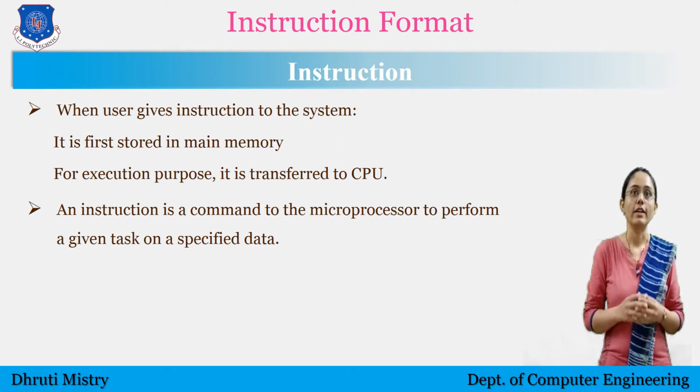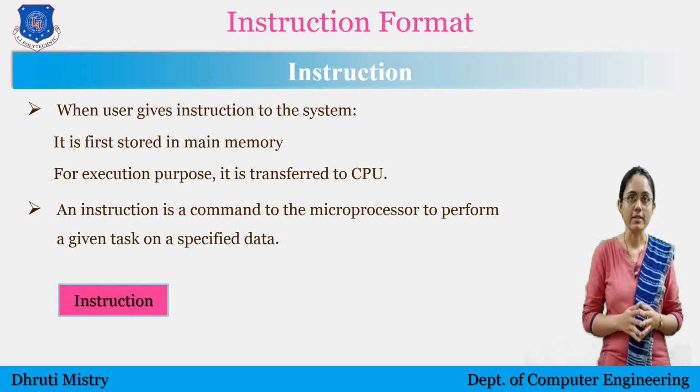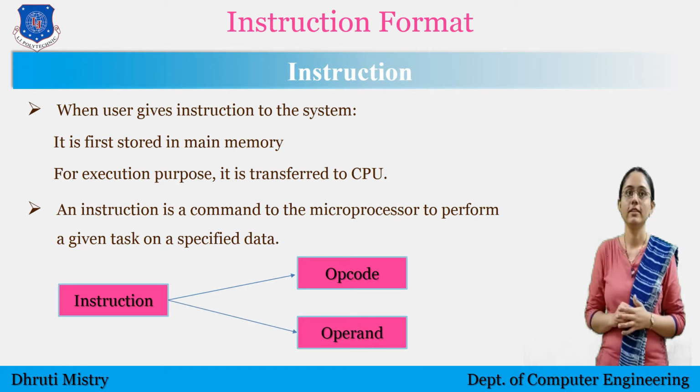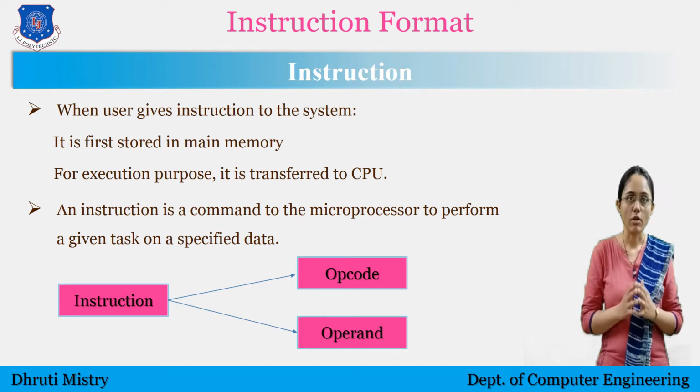As you all know, each instruction has two parts. First, opcode and second, operand. First, opcode means operation code. It is an operation to be performed on data. And the second is the data to be operated on, called the operand.